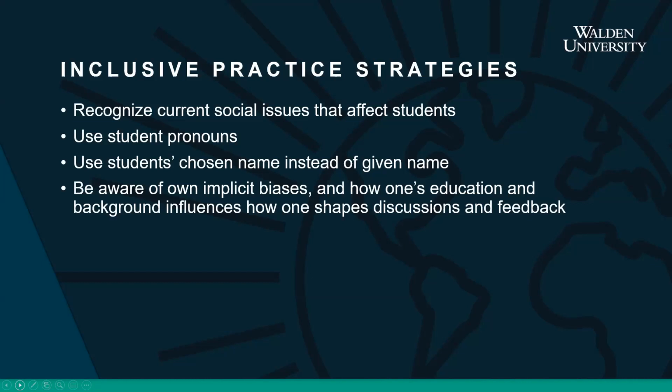So one strategy, when we think about what are some easy, simple things that we can do to make our classroom more inclusive, is just to be aware of the social issues that are affecting our students. There are a lot of really current things going on, like Black Lives Matter, the Me Too movement, and the pandemic, that really are affecting people in many different ways.